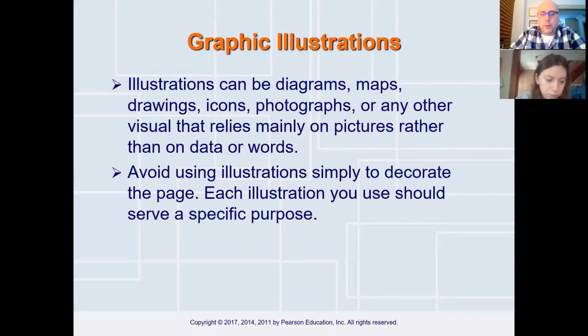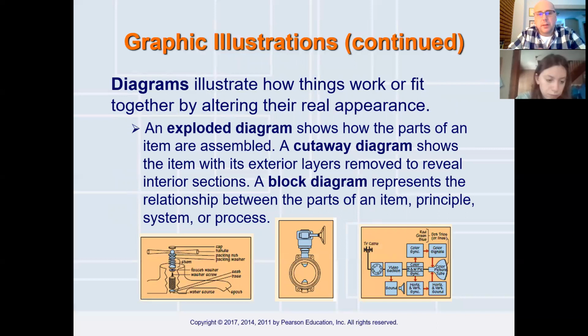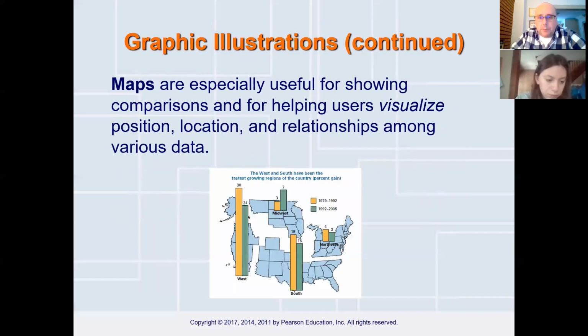So let me real quick go back to graphic illustrations. Diagrams are going to illustrate how things work or fit together by altering their real appearance. These are extremely important within engineering. They help us to discern how something works, which way to turn something, or exactly what we're supposed to be doing and when we're supposed to be doing it. Maps are especially useful for showing comparisons and for helping users visualize position, location, and relationships among various data.